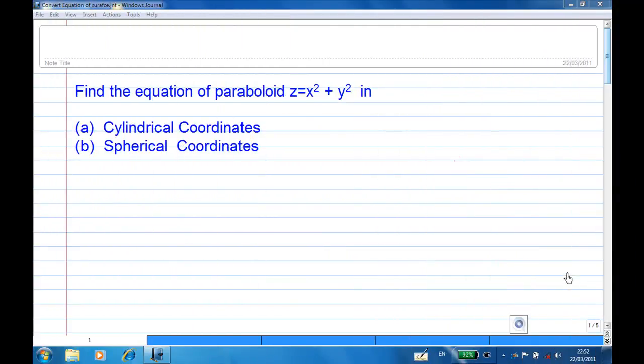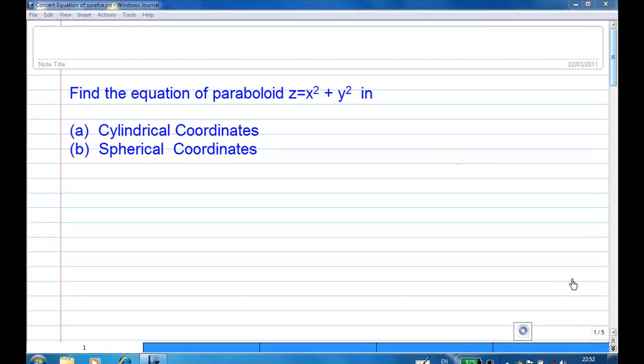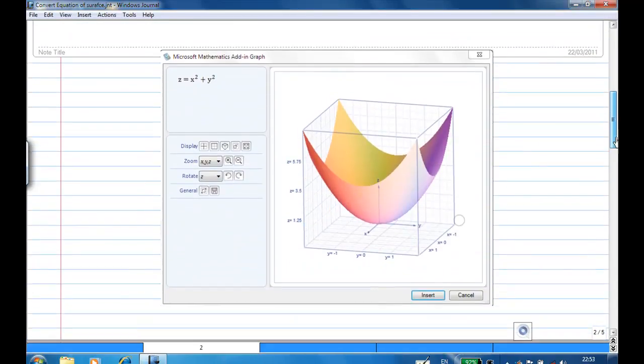Hi, for this recording, I'm going to show you how to convert the equation of a surface in rectangular form to cylindrical coordinates and spherical coordinates. The example I'm going to show you is to convert the equation of the paraboloid z equal to x squared plus y squared in cylindrical coordinates. First, let's try to understand the surface z equal to x squared plus y squared.